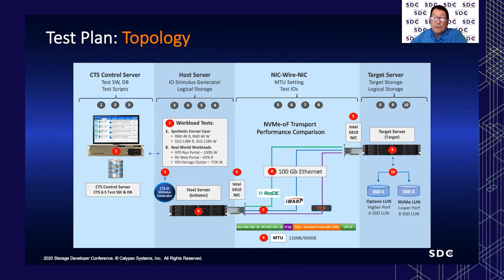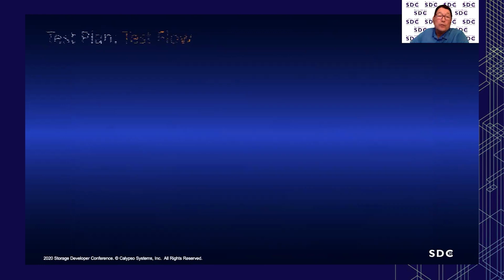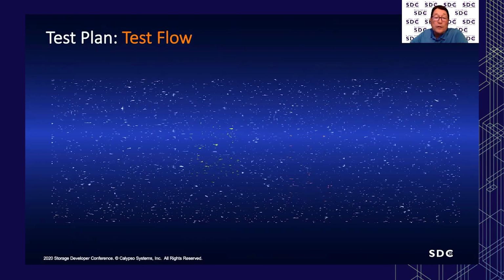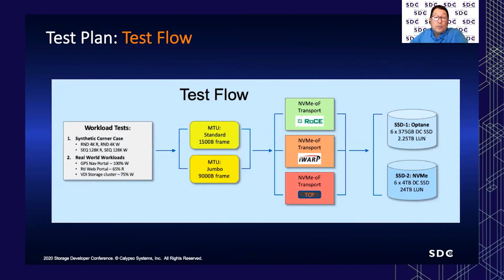higher capacity SSD LUN. Looking at the test plan or test flow in a more simplistic view, we can see that we're starting with 2 types of workloads, synthetic and real world. The synthetic are corner case random 4K read write and sequential 128K read write, and real world workloads. One is a GPS nav portal, which is 100% write. One is a retail web portal, which is 65% read. And the last is a VDI storage cluster, which has a 75% write content.